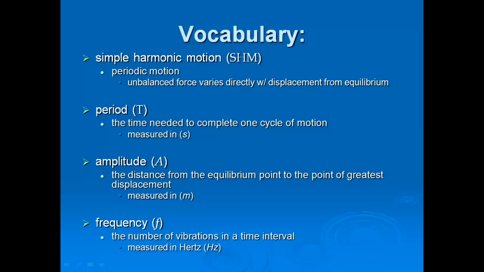The period is the time needed to complete a cycle, and we talked about that a little bit with one of the problems we did when we were doing circular motion. Amplitude is the distance from the equilibrium point to the point of greatest displacement, and it usually is going to be even in both directions, positive or negative. And then we have the frequency, which is just the number of vibrations per unit time, and we measure that in hertz.